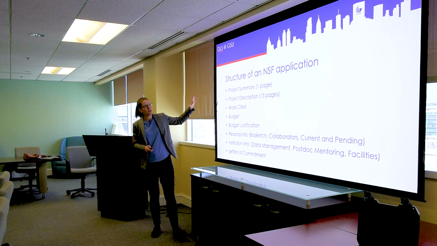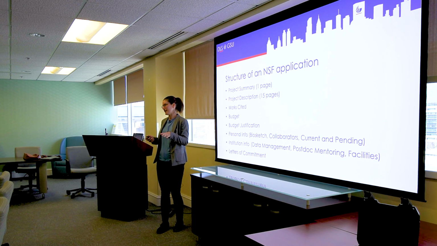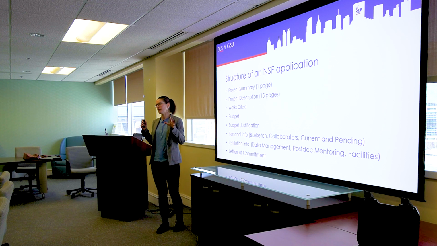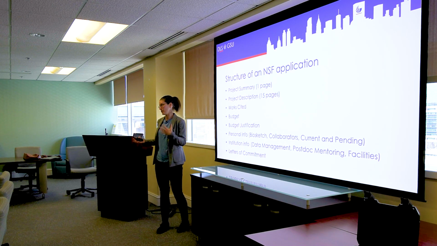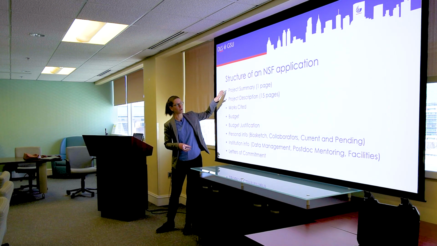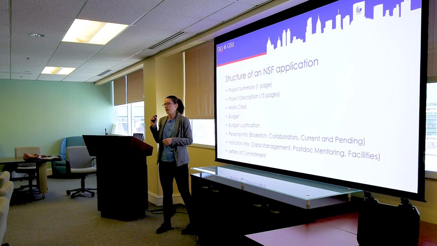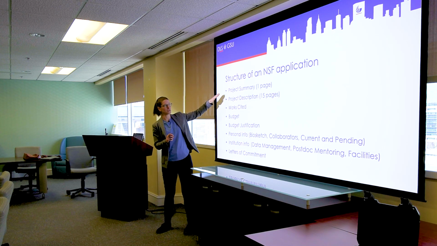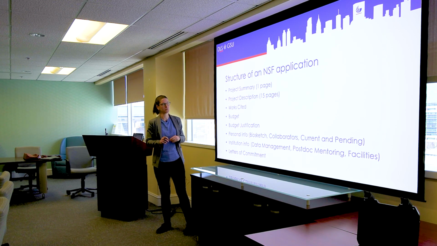So the structure of an NSF application has, like I mentioned, a lot of different pieces, and it can be really intimidating if you're just reading the PAPG, which is the policies and procedures. So I wanted to go over them briefly and the various resources that you have to help you complete all these different pieces. So first is the project summary. It's your typical abstract. It's one page. We'll talk about the pieces that you want to include in that, but this and the first couple pages of the project description are where you sort of make or break your proposal.